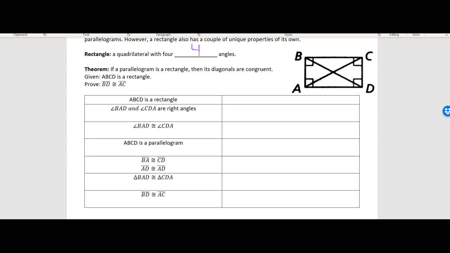So the theorem we're going to look to prove here is that if a parallelogram is a rectangle, then its diagonals are congruent. Okay, so diagonal AC should be congruent to diagonal BD. So again, pause the video, see if you can come up with the correct reasons here to prove this theorem.